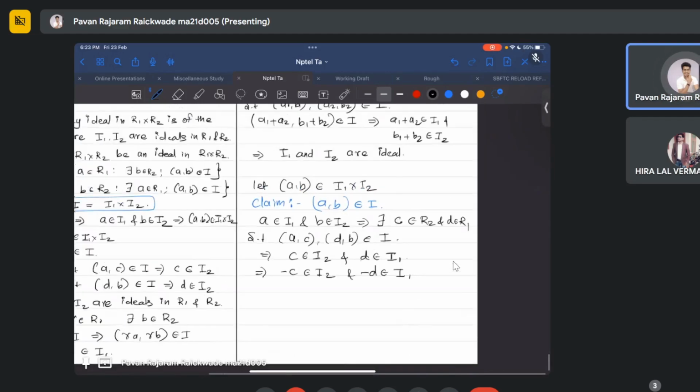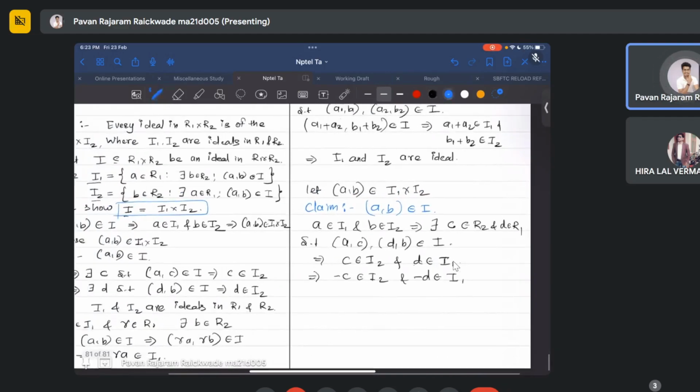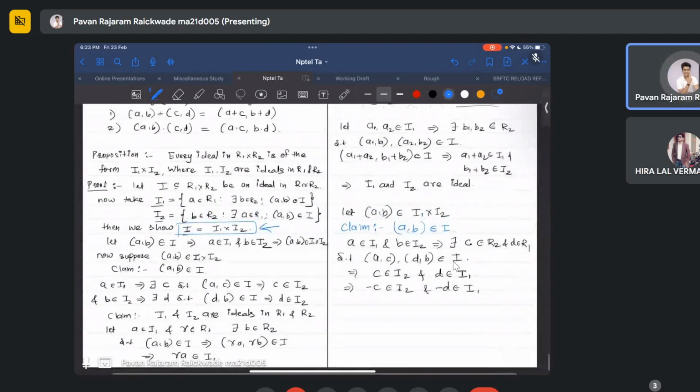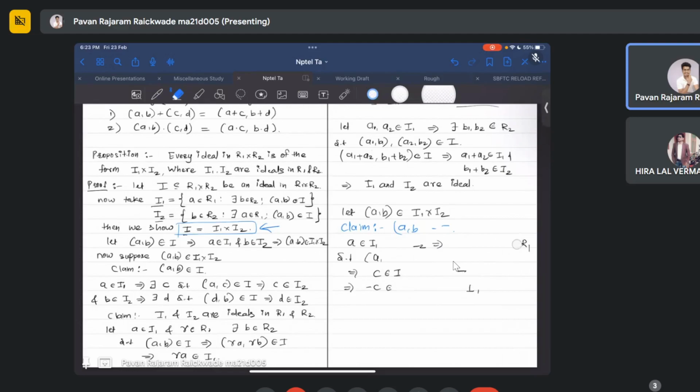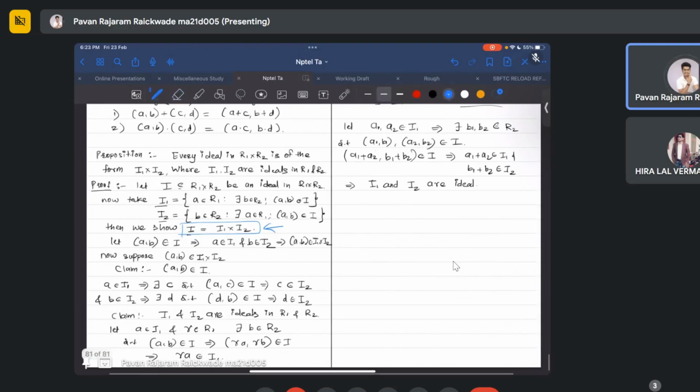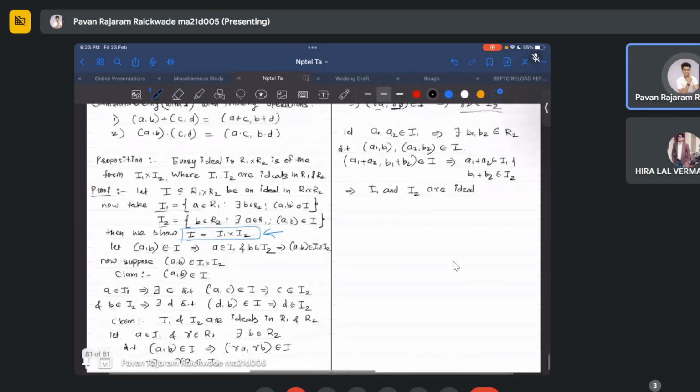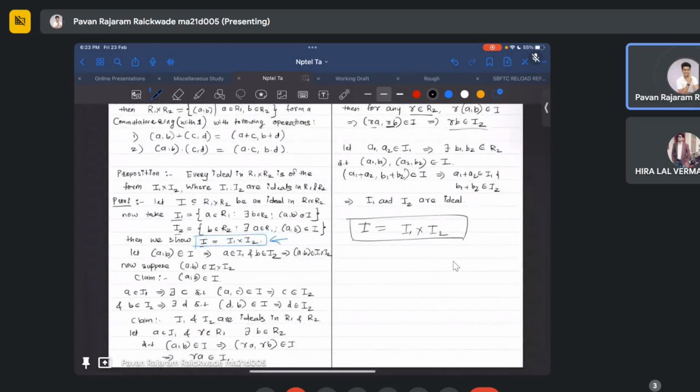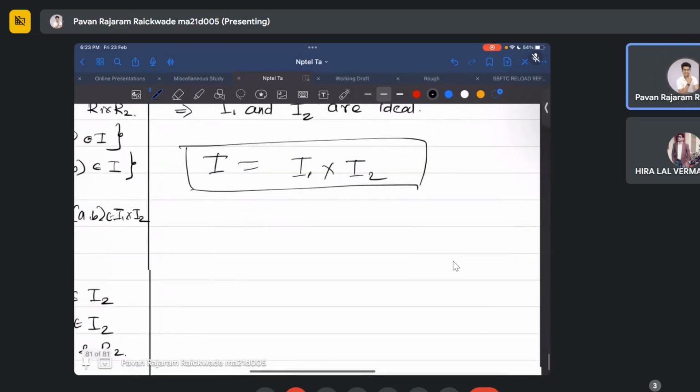Okay, let's leave this for the moment. I'll tell you this claim maybe in the next class, that why I equals I1 cross I2. But when this holds, what do you know? Any ideal I can be written as I1 cross I2. It is a product of two ideals. Okay, I'm sorry for this right now. I think some information is missing. Maybe only maximal ideals are of this form or something like this. I have to check. Okay, so this is a proposition. So we'll have a question based on this.